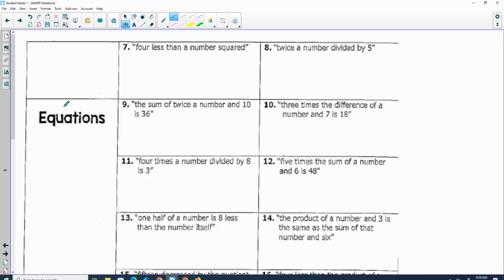Let's do a couple more of these. 4 less than is a subtraction, but that's a turnaround phrase, so the 4 goes at the end. A number squared. What do I mean when I say squared? Got that X with a 2 up in the corner. Twice a number. How would I write twice a number? Divided by, so you can use the divided symbol or make it a fraction, 5.